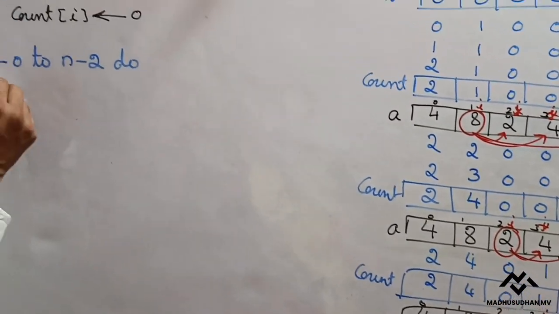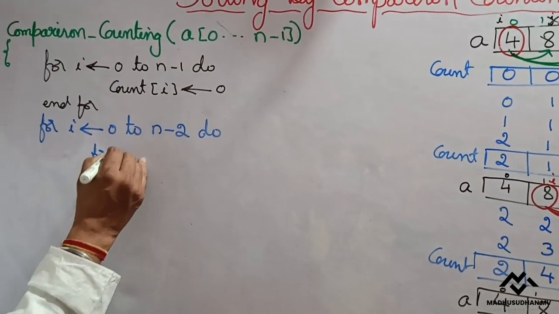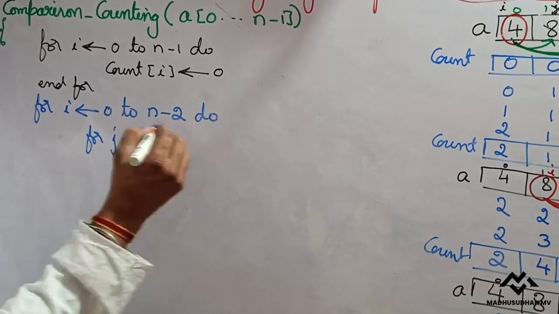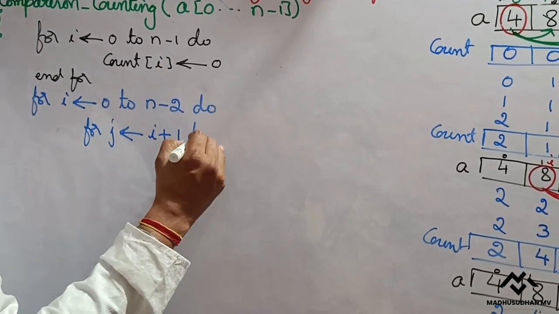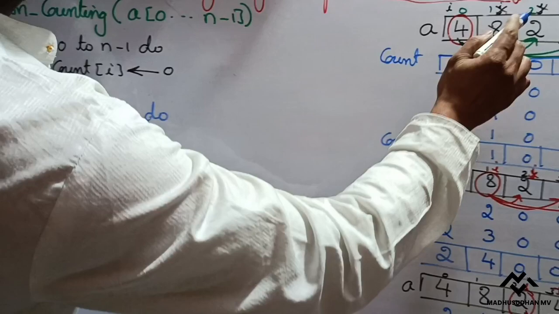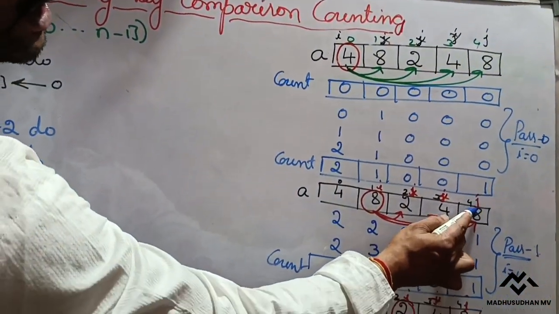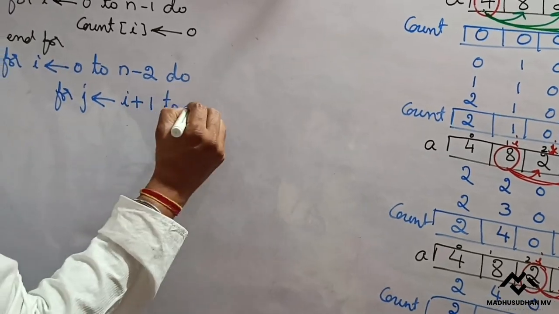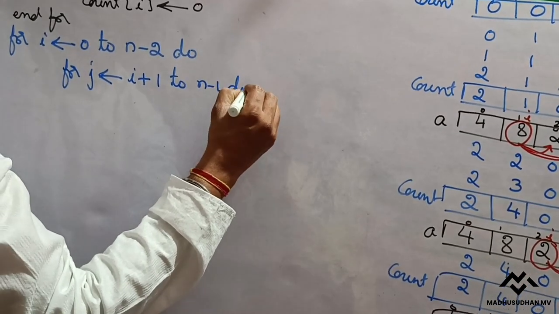So this comparison for j starts in front of i, that means wherever i is, plus 1. And where did it end? In all the cases, we stopped j at the last position. So for j from i plus 1 to n minus 1, do.